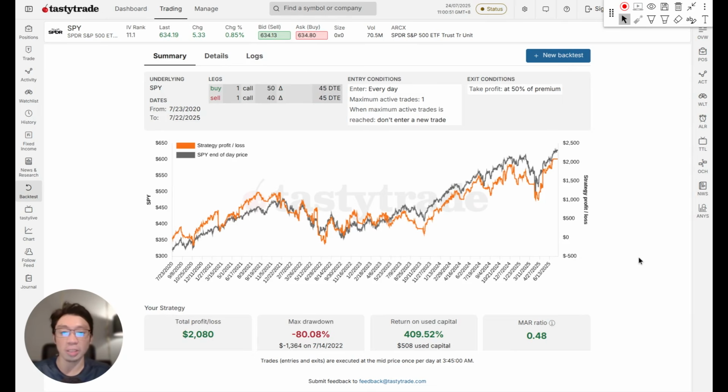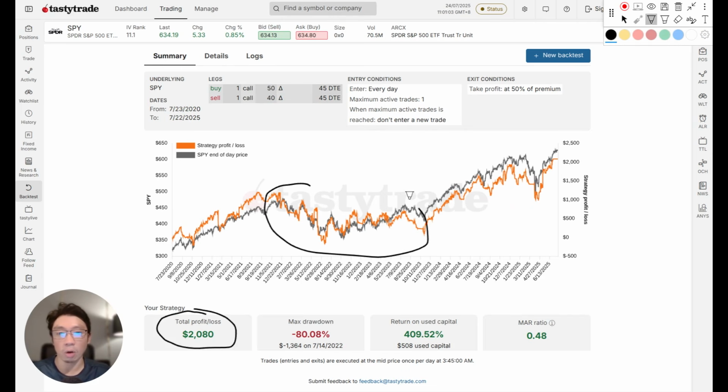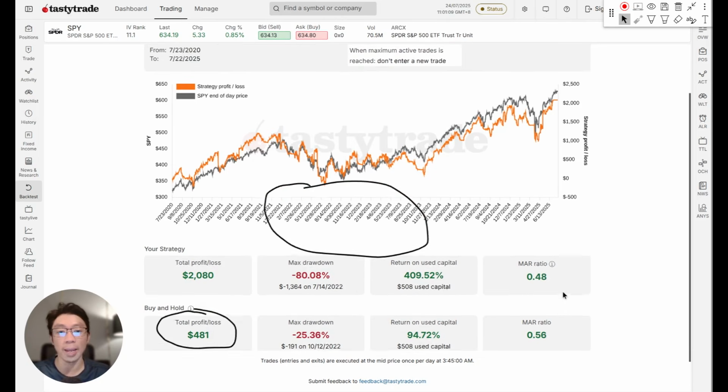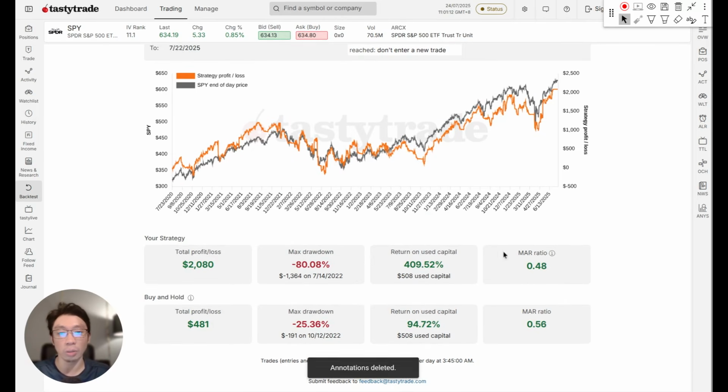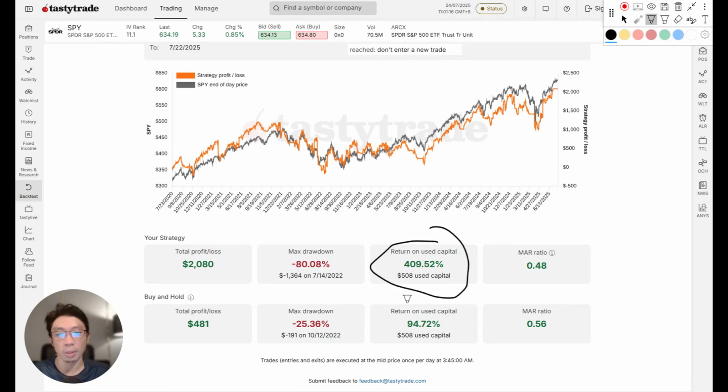Okay, so as you can see, the results are out and it is a net profit at the end of the day. Even though there has been 2022, overall it's still a net profit. So that is the good news about this strategy. If you were to compare the results, if you were to buy and hold, the return is roughly around 94.72%. But if you were to do it on the bull call spread, you can see that it is much higher.